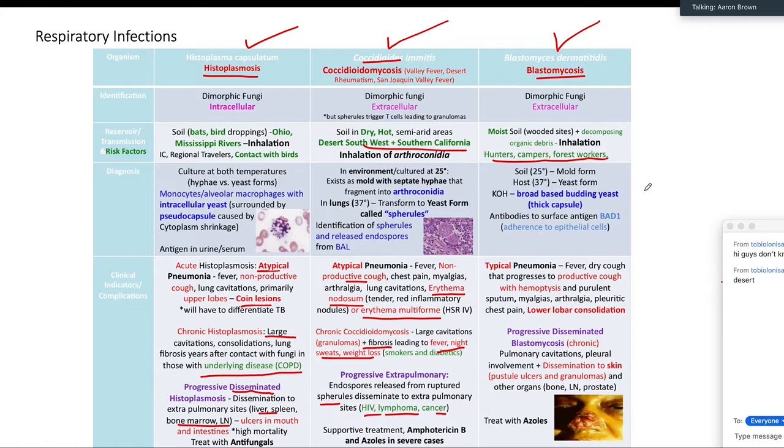But if they do end up getting infection, when we do our KOH, we're going to look for this broad-based bud. This is something that I've seen over and over. Blasto, broad-based bud. Just add all those B's together. Blasto, broad-based bud. That's what you see on KOH due to this thick capsule. It's a lot of fun to say. I recommend saying it. The two really fun things to say are broad-based bud and Weibel-Palade body.